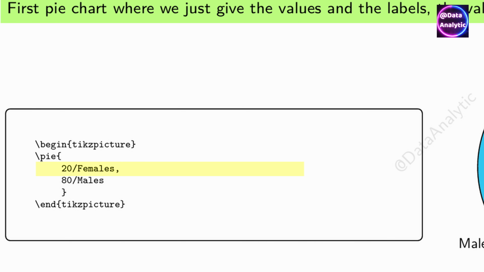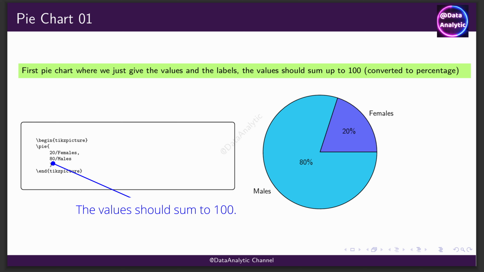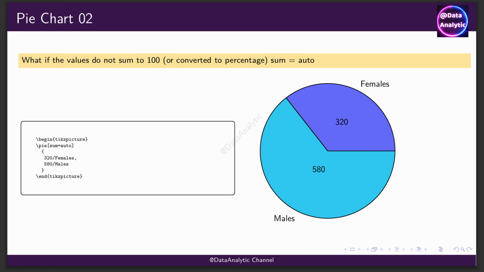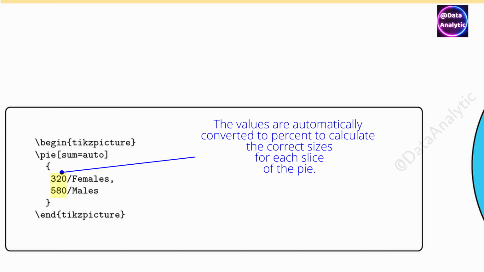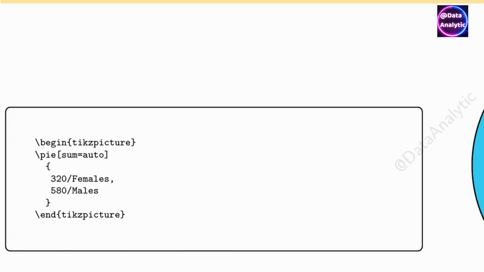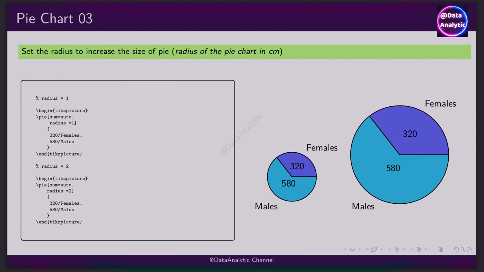So this is the first one. I'm saying I have value and text, so 20 females, 80 males. As you can see, the values add up to 100 in this case, so it's already converted to a percentage. But if it's not, then what do we do? In an example like this, you can see sum equals auto, and then you can give whatever value, and it'll auto calculate the proportion of the slice of the pie, which is something like this.